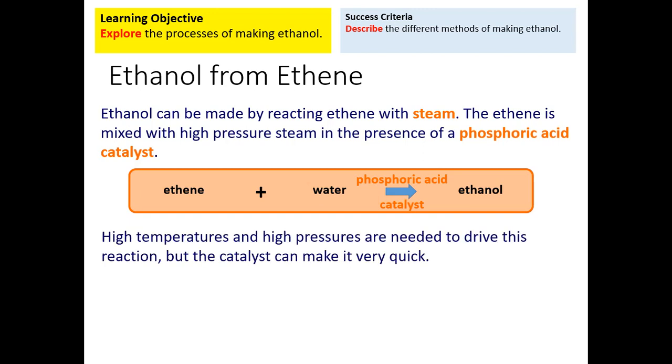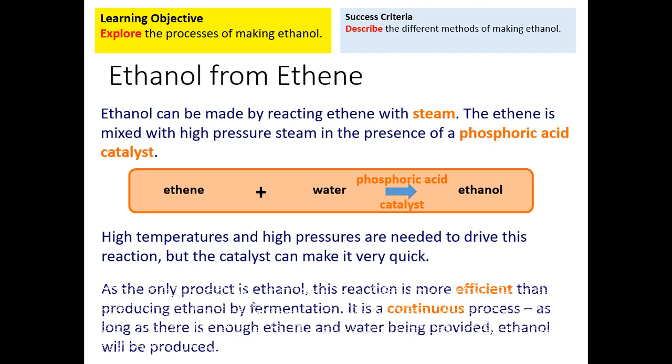Now, it's a really quick process, but high pressures and high temperatures mean that you've got a cost implication of that, plus it uses lots of energy to create those. So there can be a negative environmental impact that way, just purely because you need to heat it up, and generally you use fossil fuels to do that. Anytime you've got high pressure, you need specialist equipment for that as well.